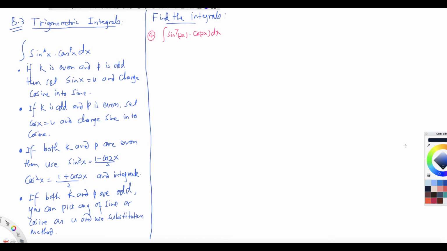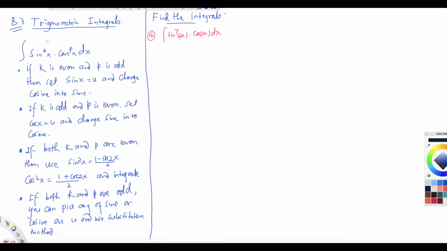You will see something similar to this, or you will see secant and tangent, or cosecant and cotangent, and the product of more than one trig function. If you see sine to the kx times cosine to the px dx, on such functions, usually you don't need to use integration by parts. What you need to do here is use the substitution method first, and you may have to use integration by parts later, but first we try the substitution method.